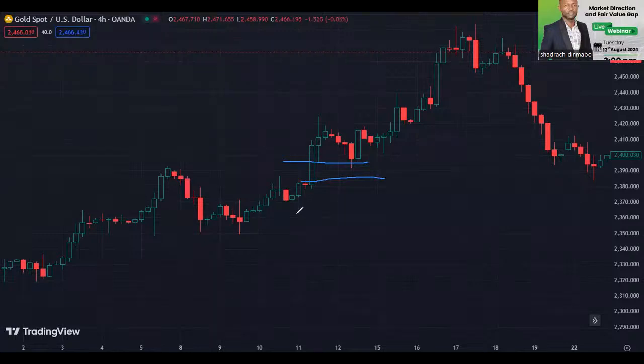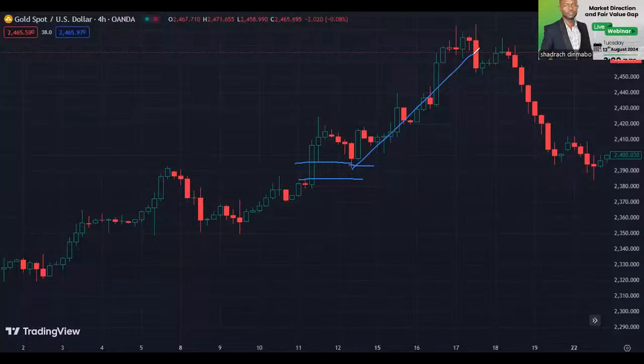Sorry, my distances are not quite accurate. Let me draw it again. So we have this one. We have this one. Okay, now you will notice something: the market moved, came back to the gap. Do you notice that? And then from there, boom, it went.